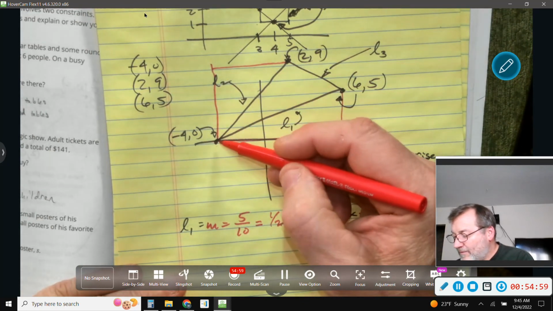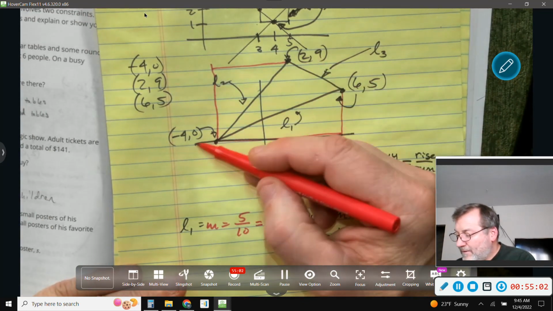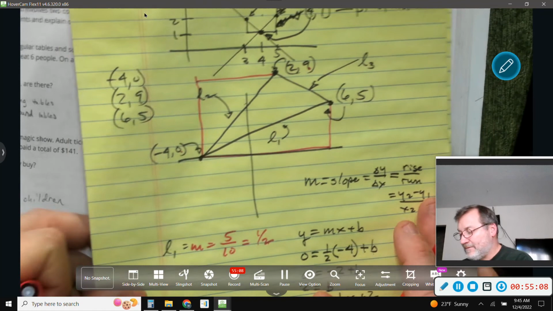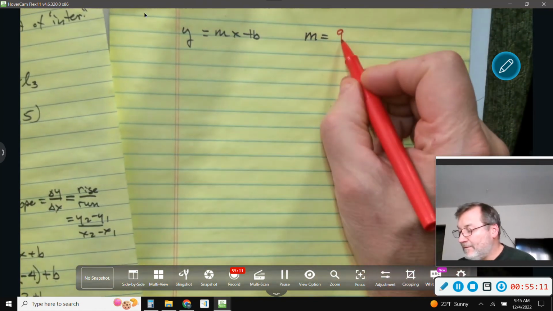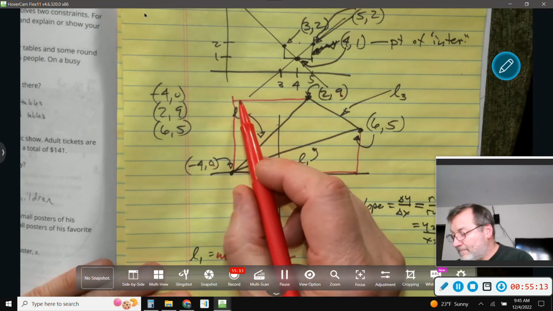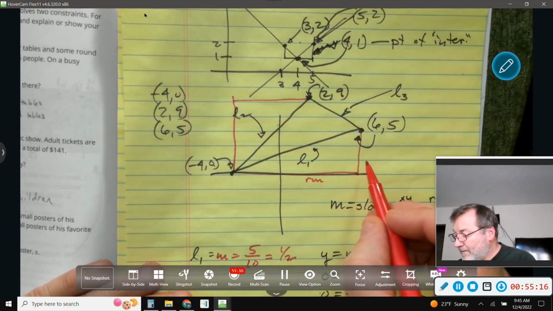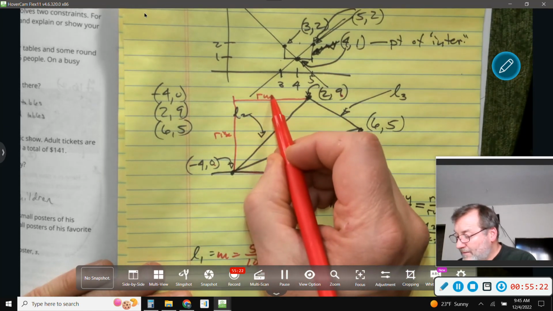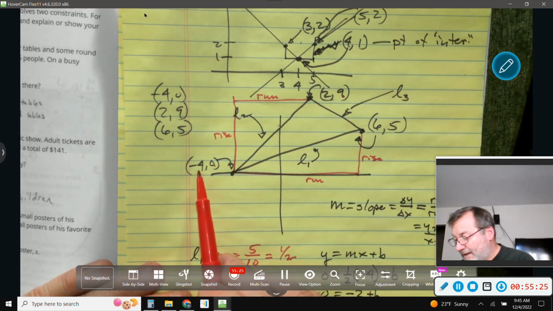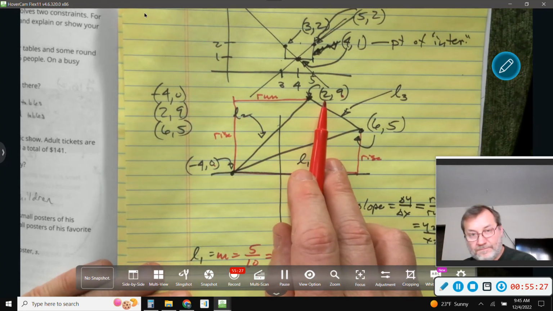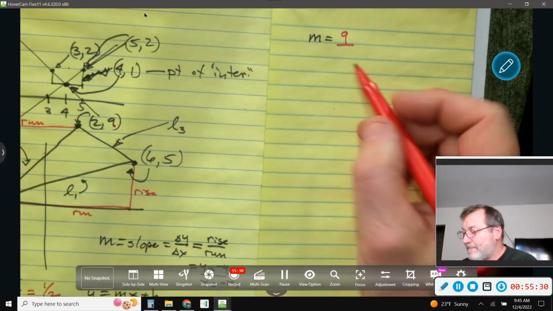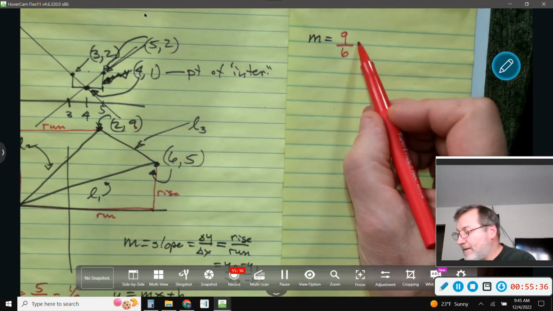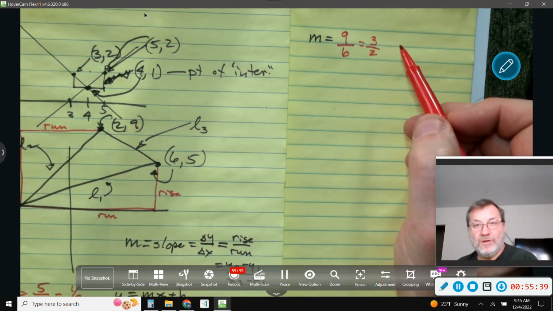So what's the rise? I started at 0 and I went up to 9. So that means that my rise was 9 units. So that's 9 divided by, and then what's the run? This is the rise, and this is the run. How far is the run? Well, I started at -4 and I went all the way over to 2. So that's 6 units. So 6 divided by 9, that's the same as 3 divided by 2, or 3/2. That's your slope. You're done.